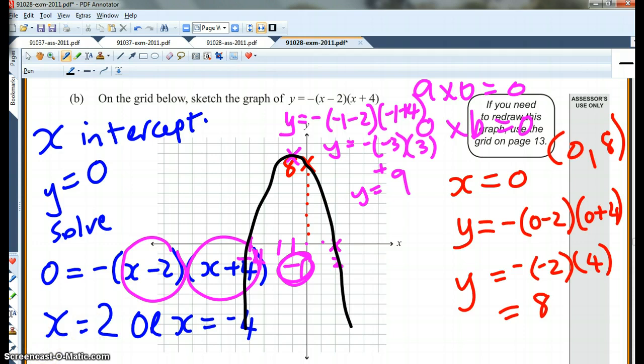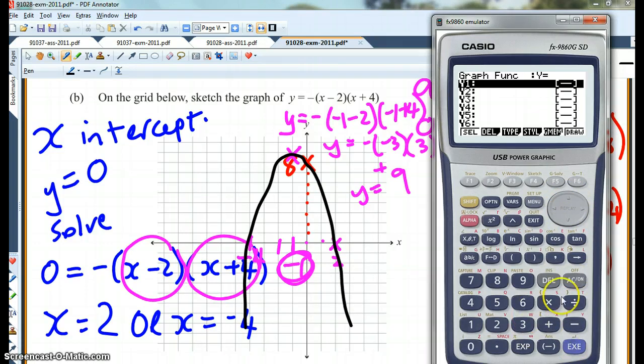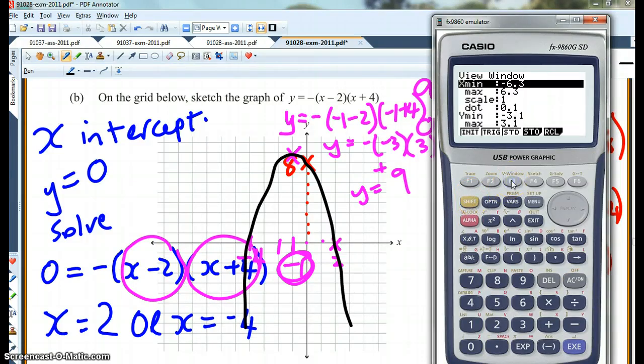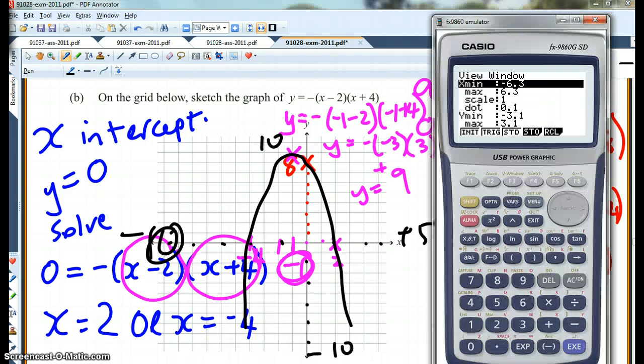Now what we're going to do is get the calculator out. Okay, so we go menu, and then graph, and then execute, and then we go minus, and we go (x minus 2)(x plus 4), execute. Now we look at the graph that we're given. If I go shift view window, what's my x minimum? So my x minimum is here. I'm going to go 2, 4, 6, 8, 10. So that's negative 10. That's 2, 4, that's positive 5. Up here that's 10, and down is negative 10.